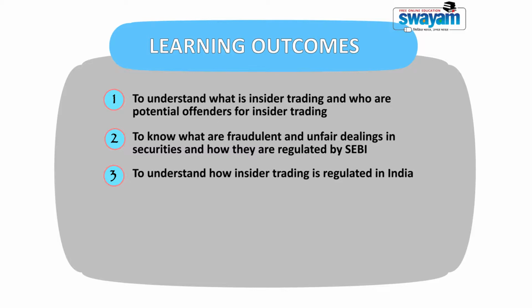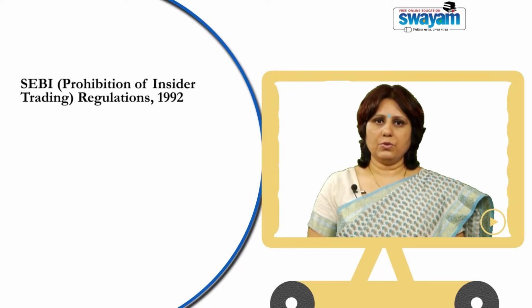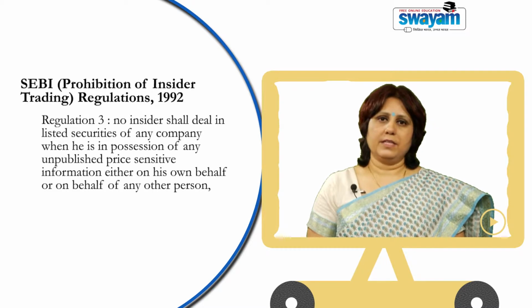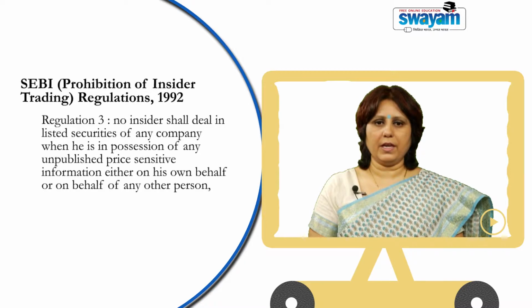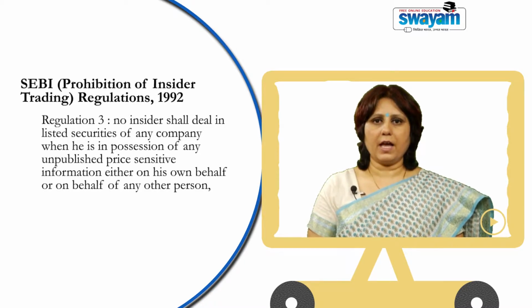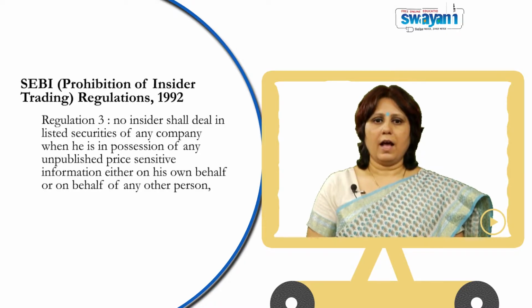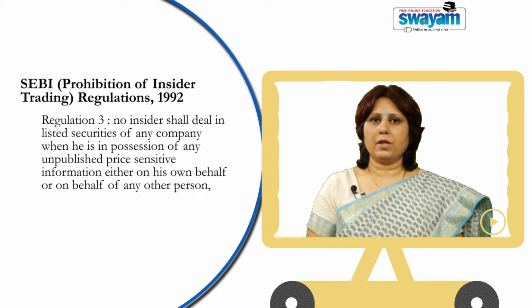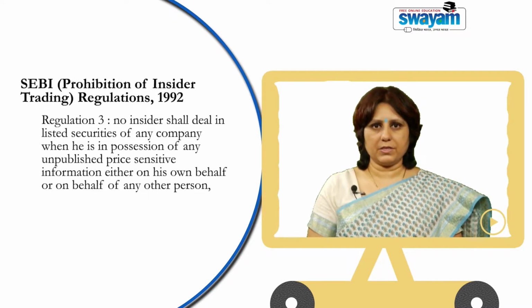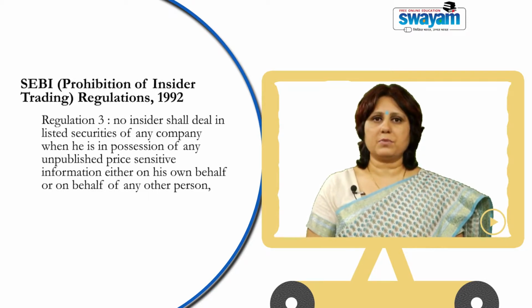So let us first understand the prohibition on insider trading contained in these 2 regulations, 1992 and 2015. The 1992 regulations under regulation 3 say that insider trading is prohibited, and that no insider shall deal in listed securities of any company when he is in possession of any unpublished price sensitive information, either on his own behalf or on behalf of any other person. So this is about the prohibition on dealing in securities when the person is in possession of unpublished price sensitive information.